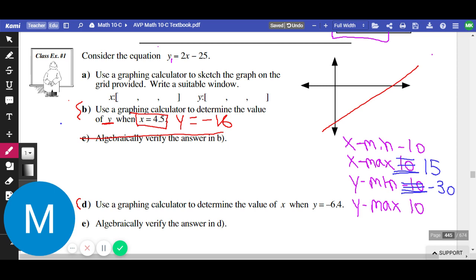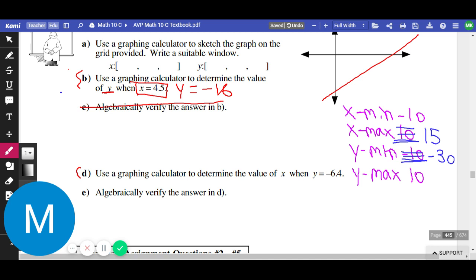So if you're looking at question D, this is asking you to determine x when y equals negative 6.4. If you get given an output like that, you make it y2. So you're going to go y2 on your calculator. To do that, you go y equals. You go down to y2, and you type in negative 6.4. You don't want to do minus 6.4. You want to do negative 6.4. The negative is beside the decimal. If the first number is a negative, use the negative symbol. If it's any other number that is a negative, use the subtraction symbol, just for future reference.